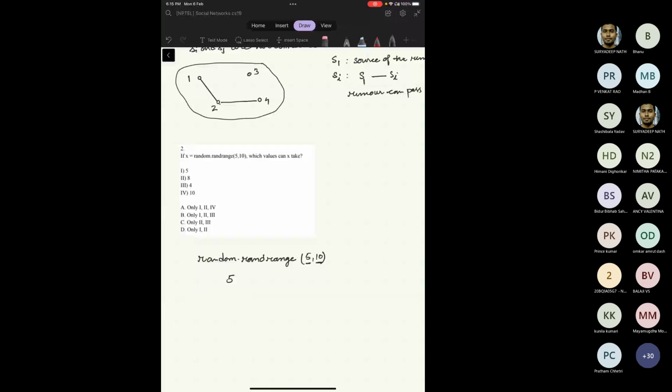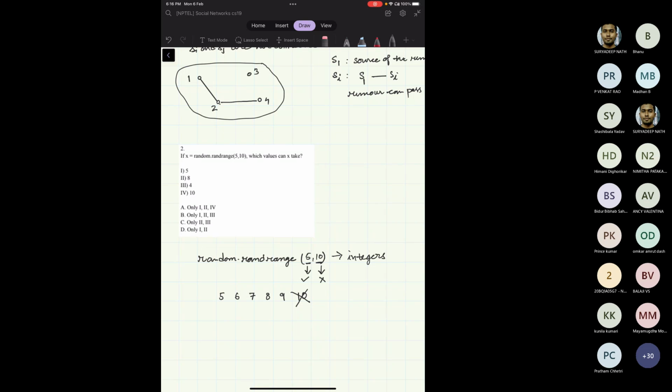It says that if x equals random.randrange(5, 10), which values can x take? You have four options: 5, 8, 4, and 10. Let me first explain what this function does. The function random.randrange gives out integers, and it considers the first element, but it does not consider the second argument. So it can spit out any integer from 5, 6, 7, 8, 9. For 10, it cannot. So 10 is not included. It can only spit out these 5 integers.